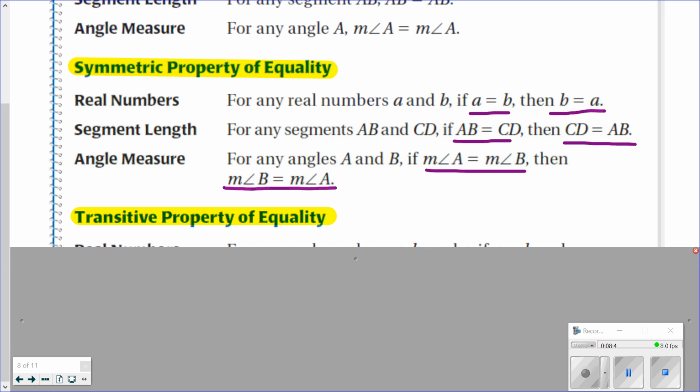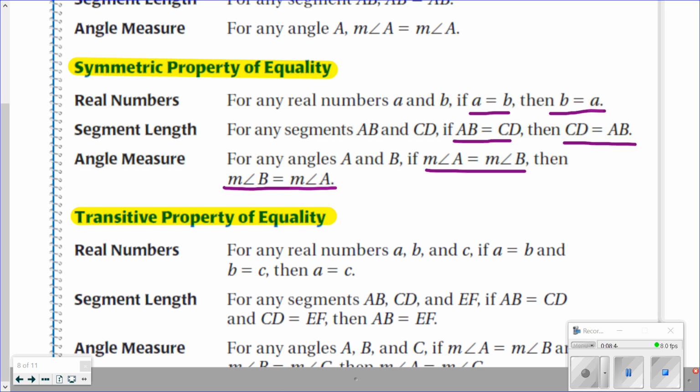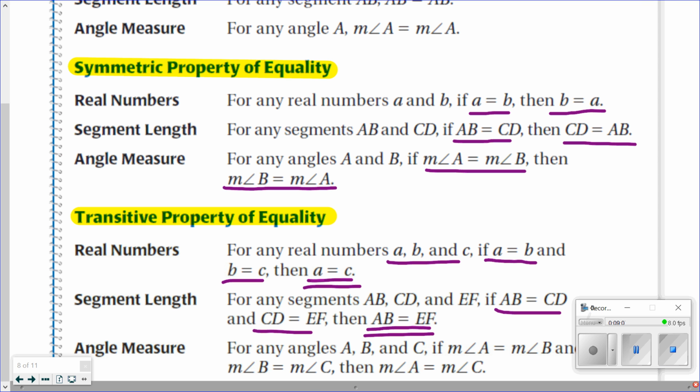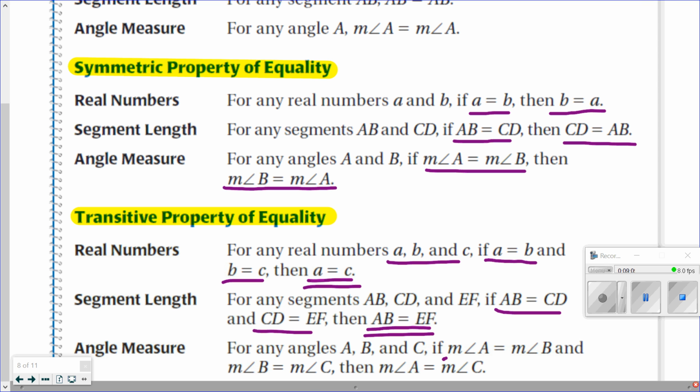And lastly, the transitive property, which is very similar to the law of syllogism. If we have the letters A, B, and C, if A is equal to B and B is equal to C, then we know that A is equal to C. Same thing for segment lengths. If AB is equal to CD and CD is equal to EF, then AB is equal to EF. And finally, if the measure of angle A is equal to the measure of angle B, the measure of angle B is equal to the measure of angle C, therefore, we can say that the measure of angle A is also equal to the measure of angle C.